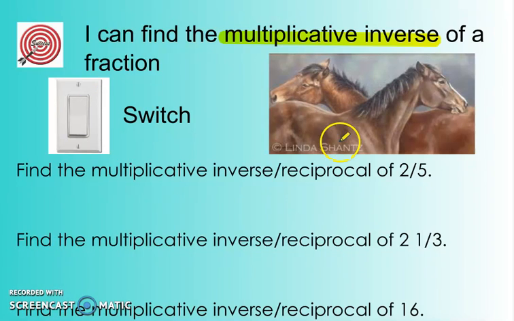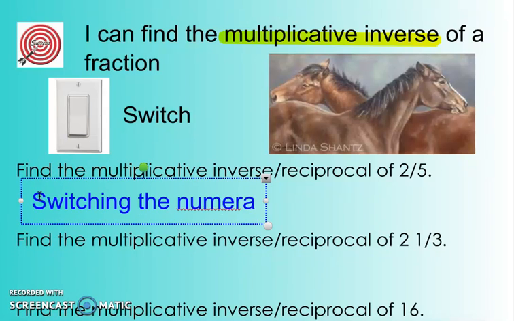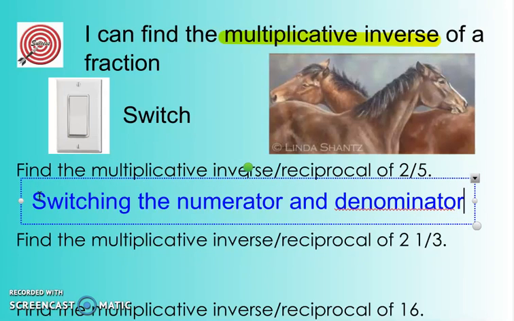Well, same thing with these horses. This horse is facing to the right. If I switch the horse, it is now facing to the left. So a multiplicative inverse, or a reciprocal, is basically switching the numerator and the denominator. And so I can actually write that down for you: switching the numerator and denominator of a fraction.